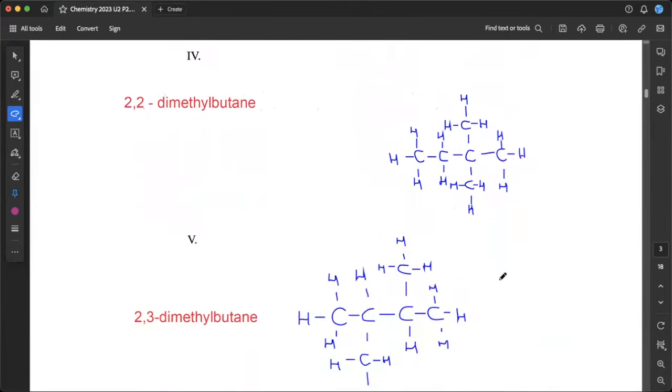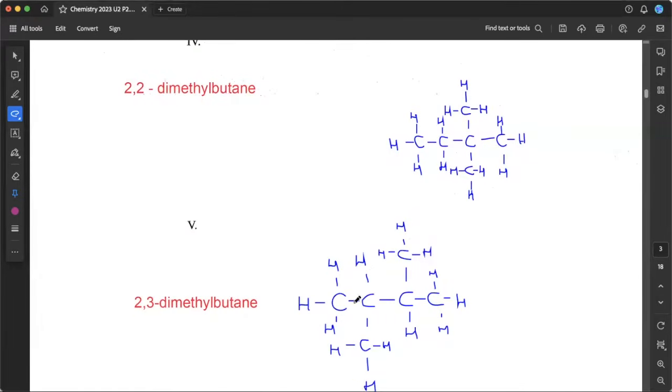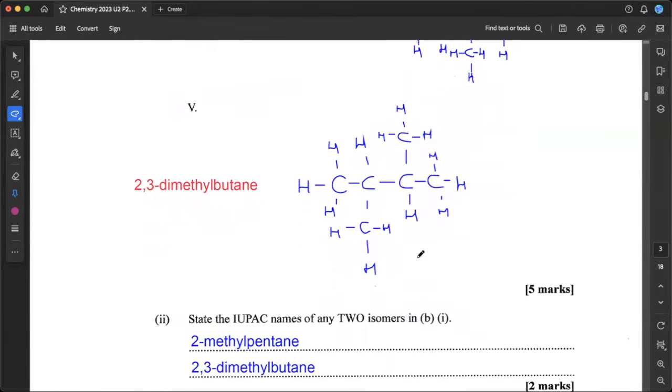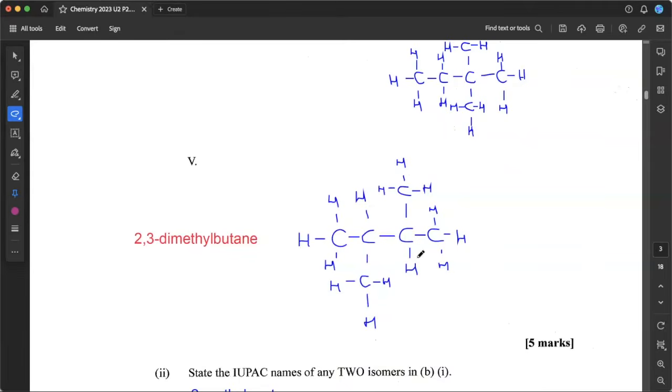Then I can also have another case where my longest chain is made up of 4 carbons, but I have a methyl group on this second carbon, and another methyl group on this third carbon. So this one would be 2,3-dimethylbutane, because there are 2 methyl groups in all. Okay, so that's my 5th one.